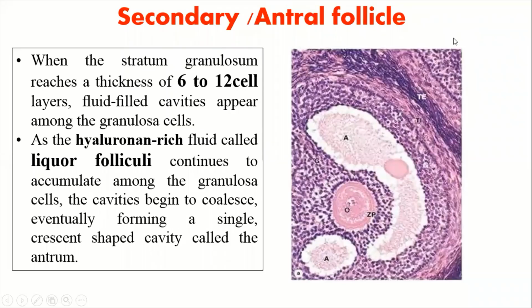Now coming to the secondary follicular stage, also called the antral follicle. When the stratum granulosum cells reach a thickness of approximately 6 to 12 cells, fluid cavities appear. The fluid is rich in hyaluronan, and that's why it is called liquor folliculi. It continues to accumulate among the granulosa cells, and the cavities coalesce, eventually forming a single crescent-shaped cavity called the antrum. And the follicle is called an antral follicle.